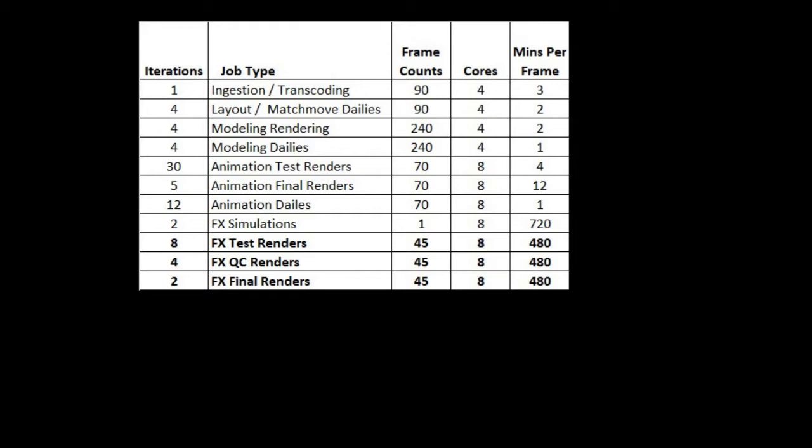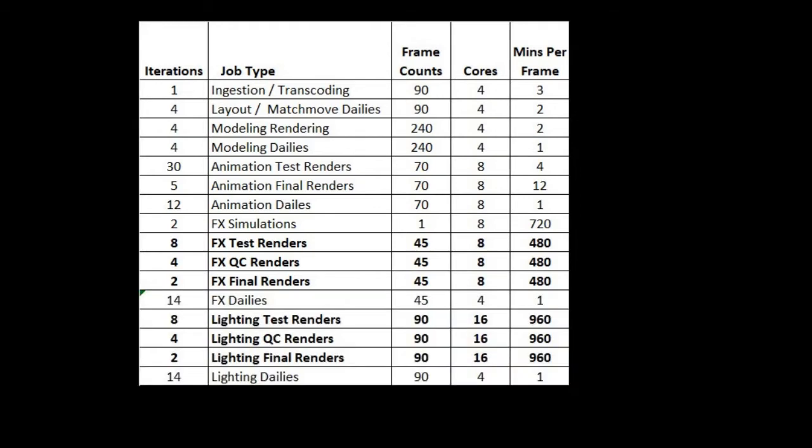Let's talk about lighting. Lighting is going to have the full 90 frames of this shot they're going to need to render. And this is going to have 16 cores now because these lighting renders are very heavy, and it's still taking 16 hours per frame to get these done. So these are very heavy renders that are going on. You're going to need the full frame range, again, 90 frames. The entire shot needs to be lit. And some dailies at the end. Those will be infinitesimal compared to the rest.